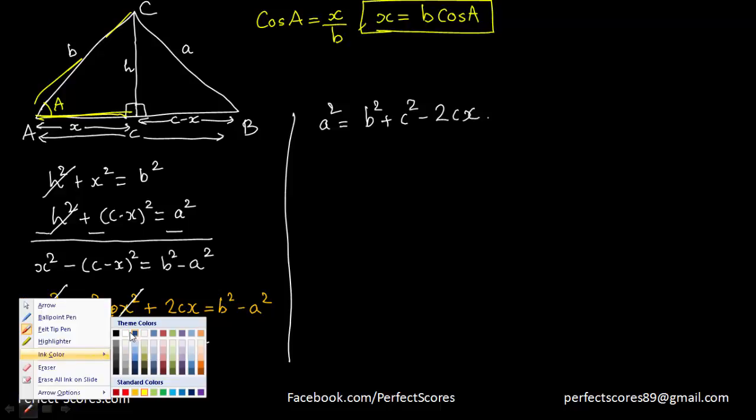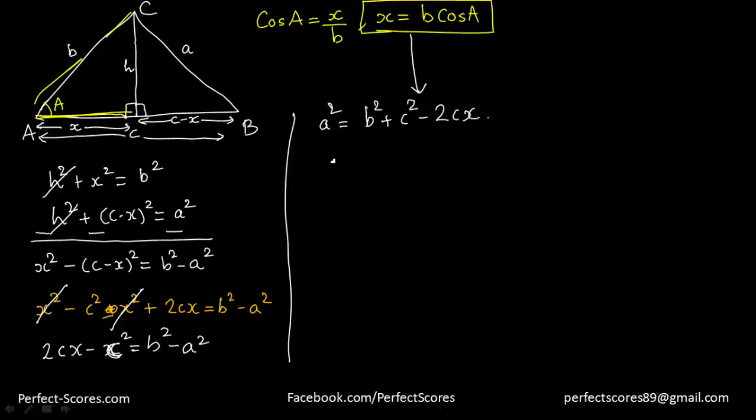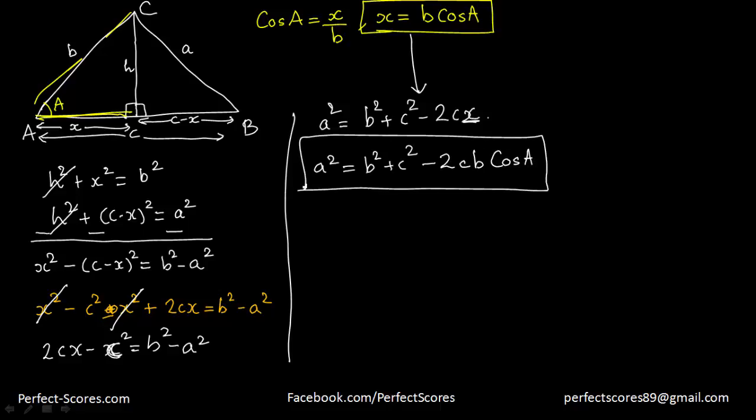Now if I substitute this value here, what will I get? I'll have a squared is equal to b squared plus c squared minus 2c, and instead of X, I'm going to substitute b cosine of A. So this is what I have as my cosine rule: a squared is equal to b squared plus c squared minus 2bc cosine of A.